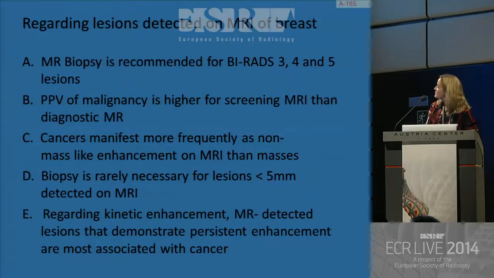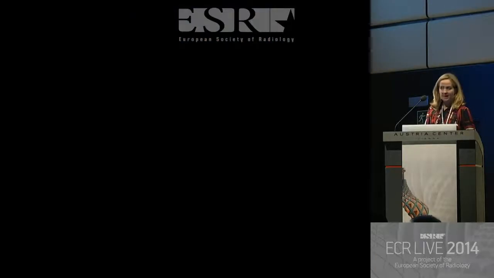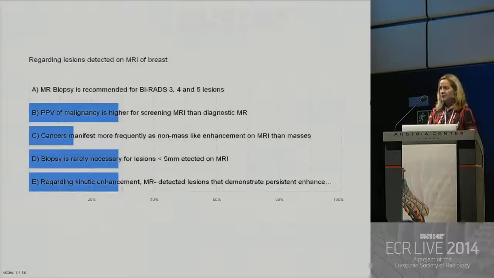Can I have the answers, please? So actually, the answer is D. Biopsy is rarely necessary for lesions less than 5 millimeters.